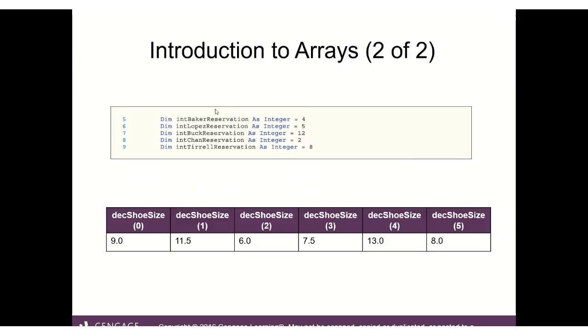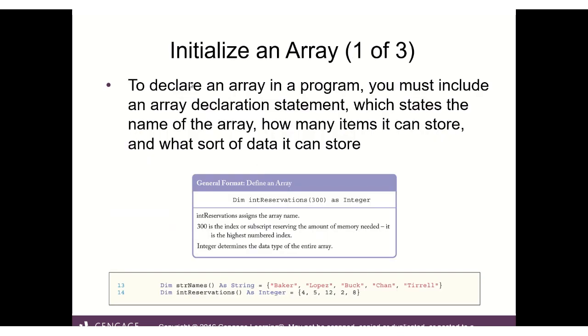So how do you define, let's say in this case we are basically defining these numbers, the Baker reservation as integer equals 4. There are multiple integers defined here, and then we need to initialize an array. To declare an array in a program, you should include an array declaration statement which states the name of the array and how many items it can store. Sometimes it is called the dimension of the array, but not always. There are different terminologies going on. So how many elements are there in the array, to be on the safe side.